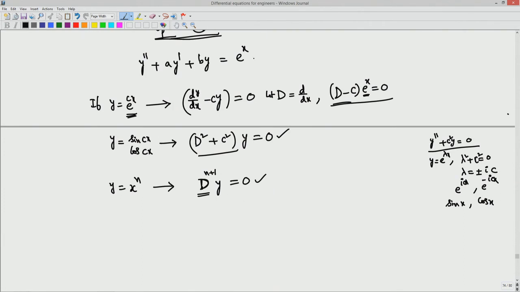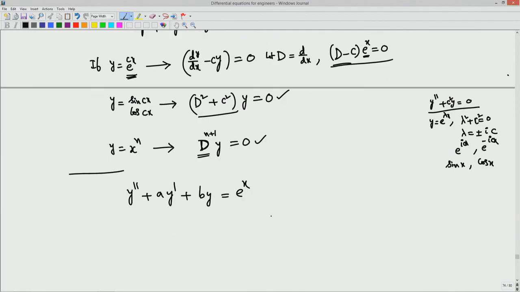Now let's go back to this simple example. Take y double dash plus a y dash plus b y equal to e power x. I want to make this right hand side 0. Before that, what is the solution of the homogeneous equation? Let's fix a and b as some numbers, simply 2 and 1. So what is the homogeneous solution of this equation?